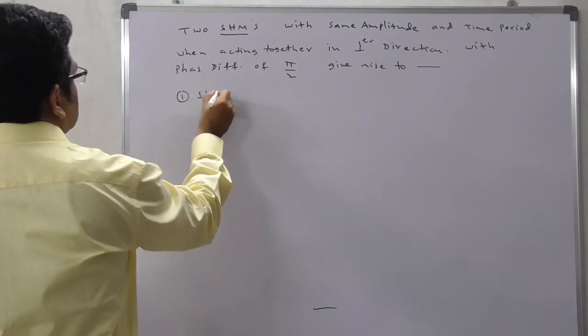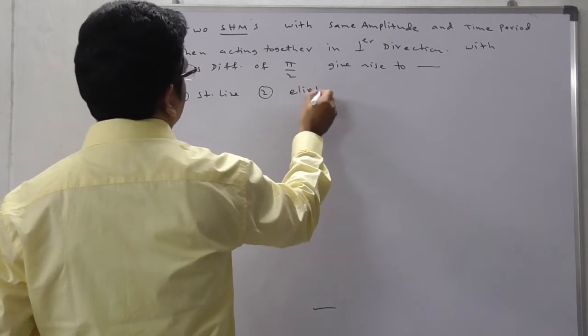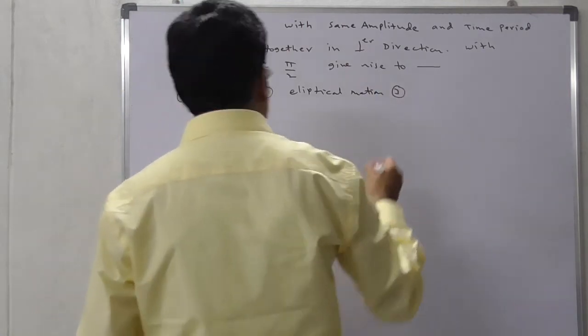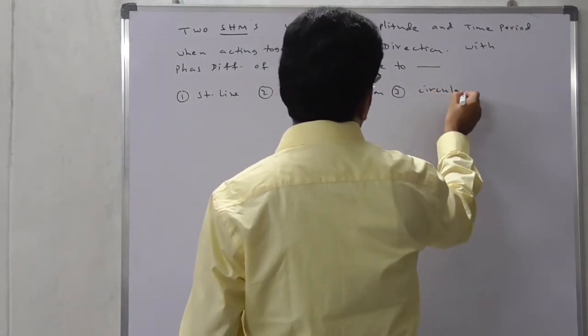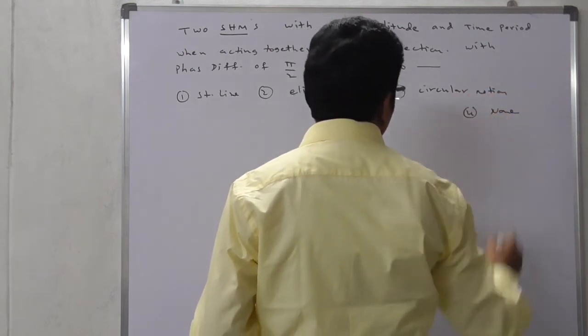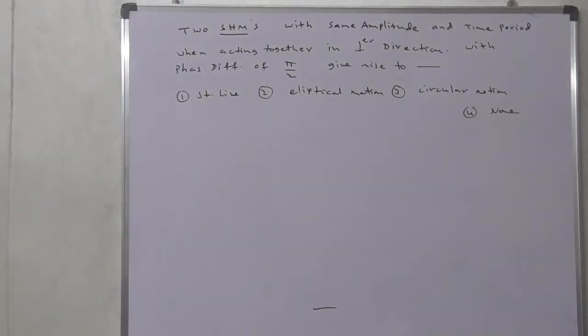The first one is straight line. Second one is elliptical motion. Third one is circular motion. Fourth one is none of these. Right? Got it down? What is the given concept? Two SHMs with same amplitude and time period when acting together in perpendicular direction with phase difference of pi by 2 give rise to what?